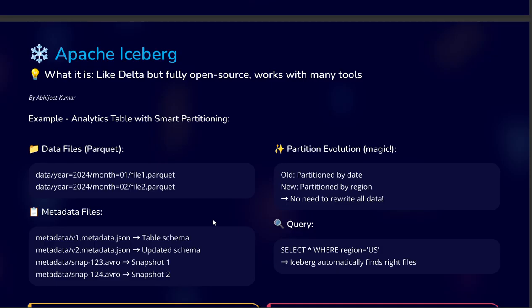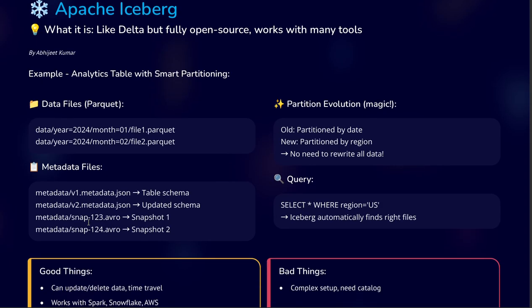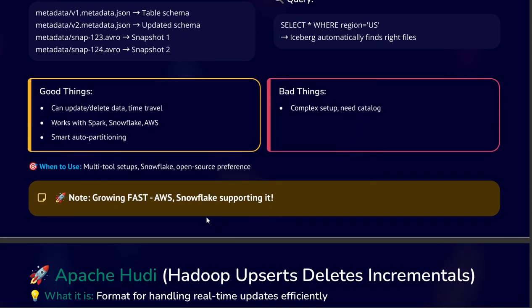You can see example data files as Parquet, date slash year-month-01 file1.parquet. And these are the metadata files, like metadata1.json with table schema and updated schema, and this is the partition evolution: old partition by date, new partition by region. So it is saying that this allows changing partitions without rewriting existing data. And it is growing fast, with AWS and Snowflake supporting it.